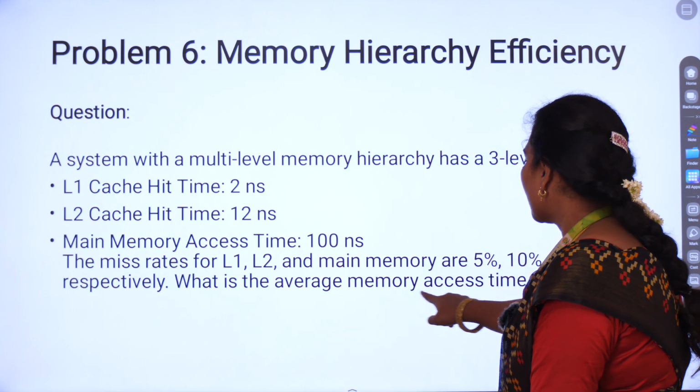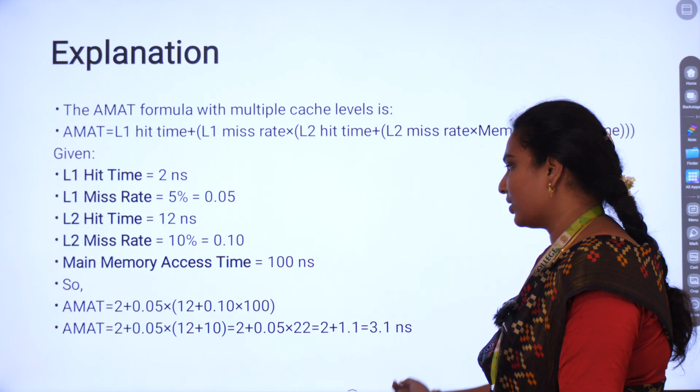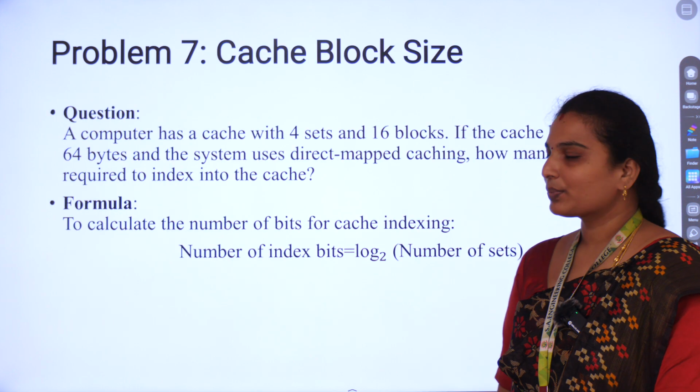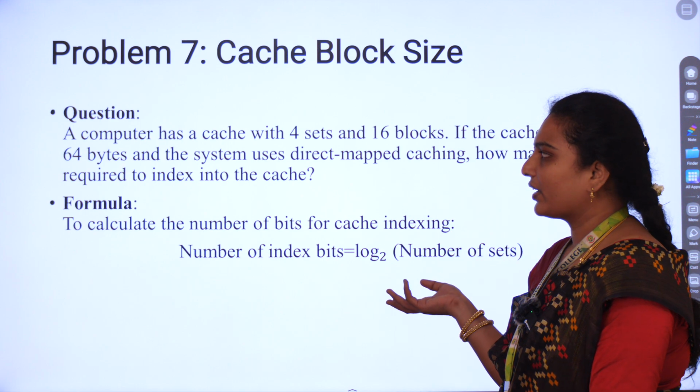So what is the average memory access time for this L1 and L2 cache hit? It is 3.1 nanoseconds. Okay, now let's look into the next problem. This is based on cache block size. Let's look into the question.